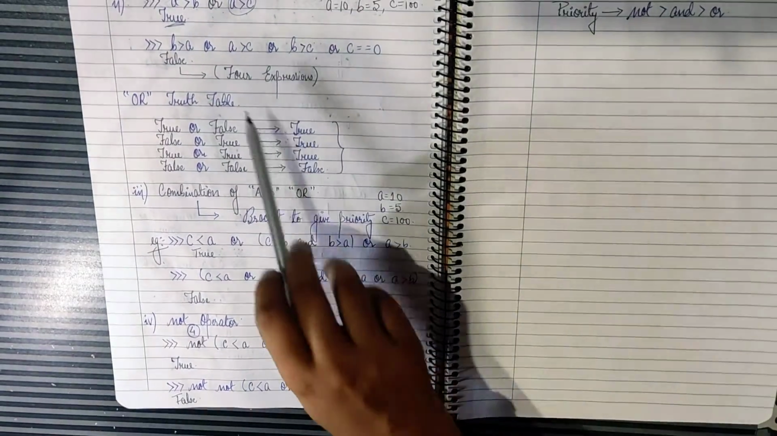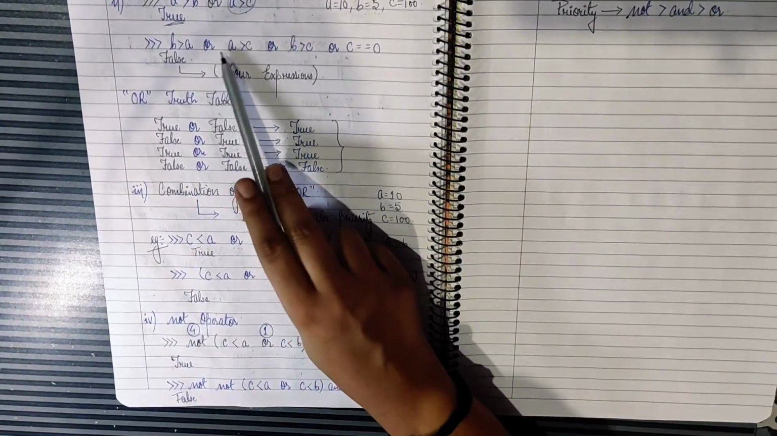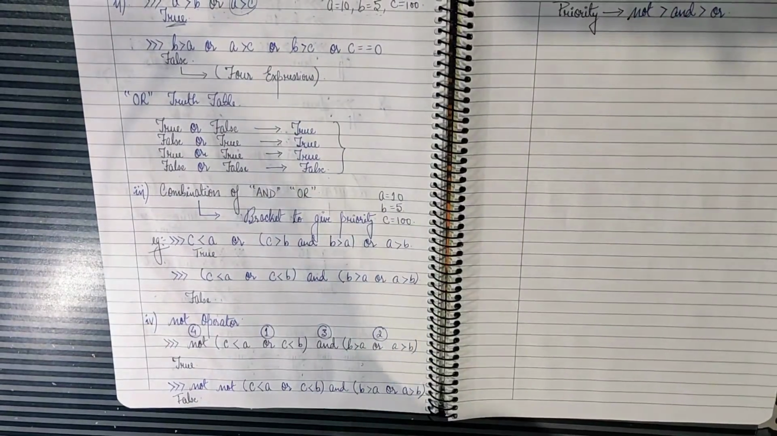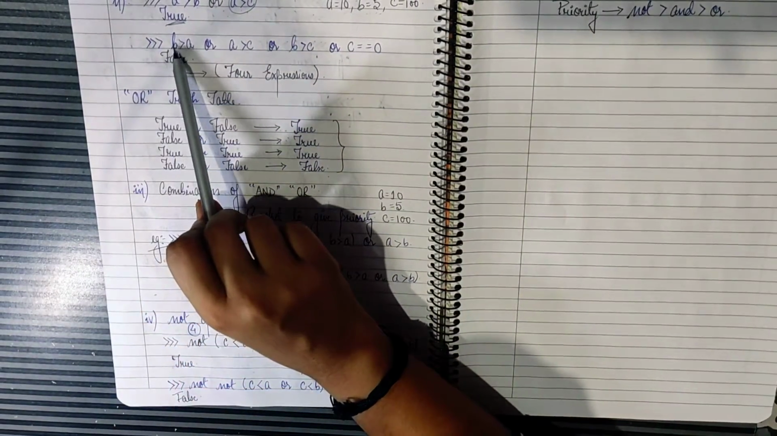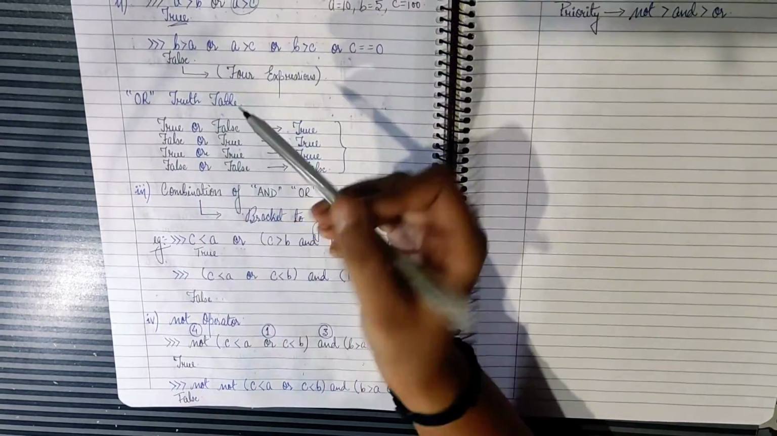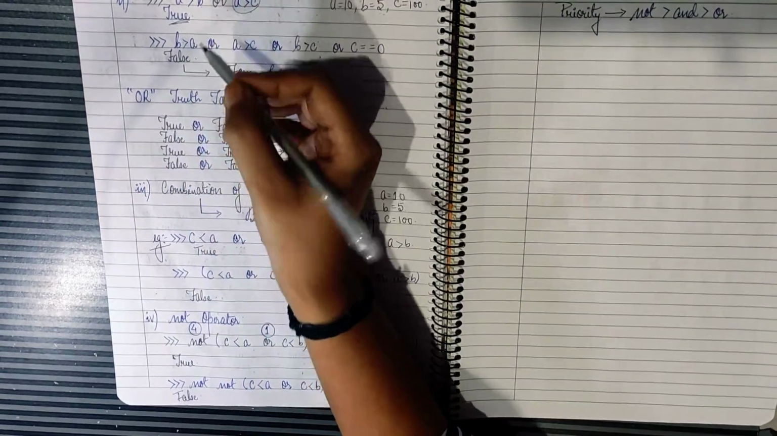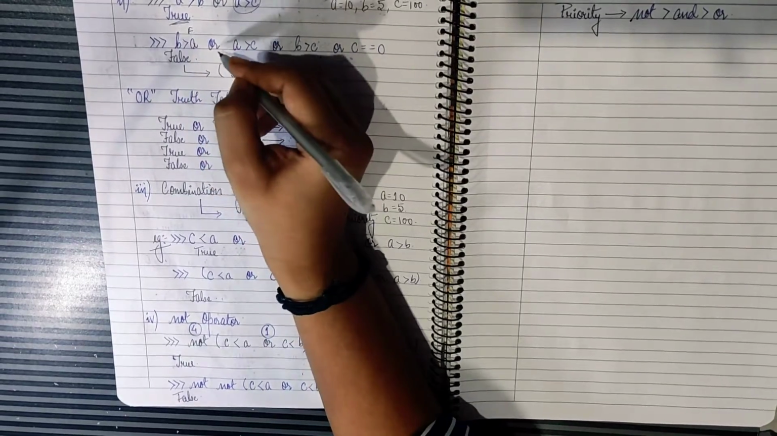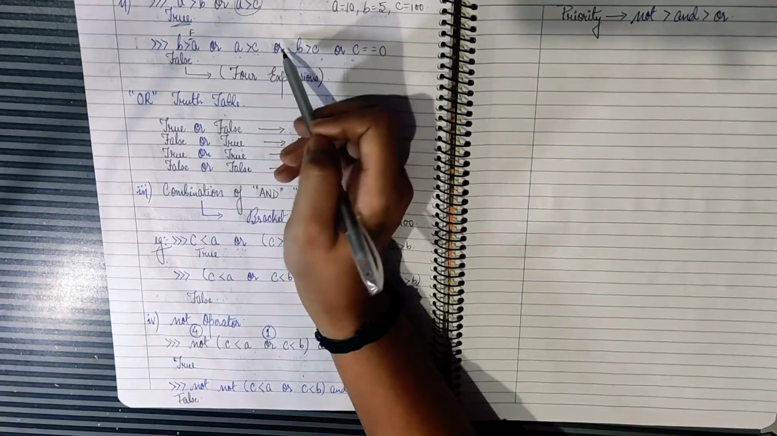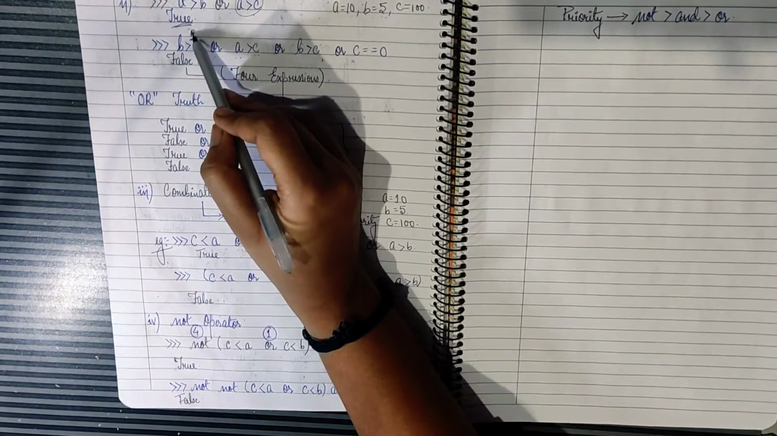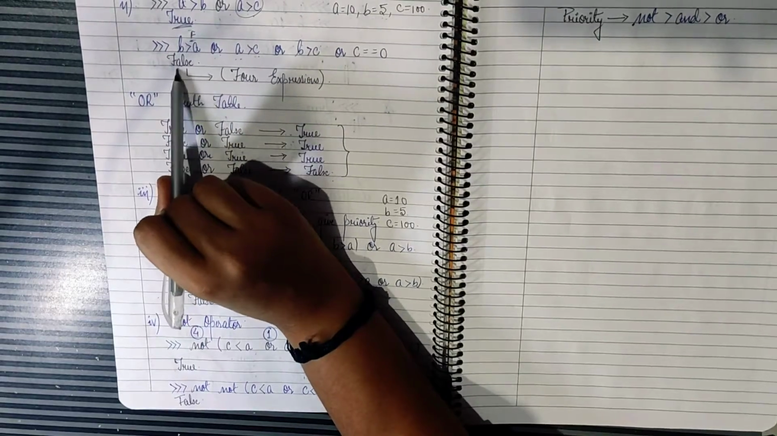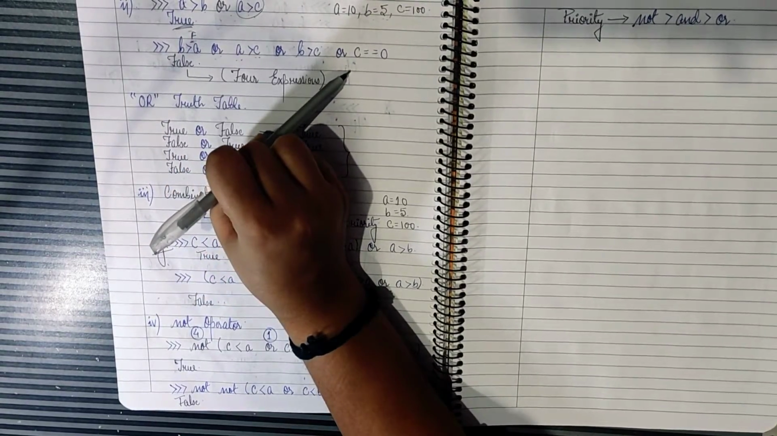Now coming to the 4 expressions. There are 3 OR operators and 4 statements. First is B is greater than A. Is 5 greater than 10? So this is false. Or A is greater than C. It is false. That's why we are checking the next one. Otherwise, if any one of them is true, then the OR operation will definitely give you true, so we don't need to check the other one.